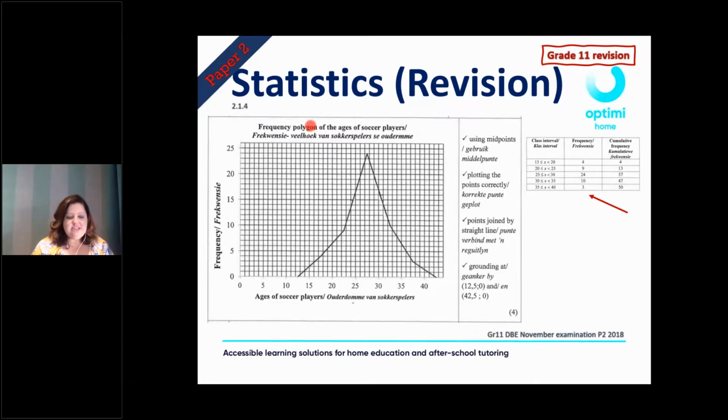Okay, so we talked about an ogive, and what does it mean? Remember, it's frequency plus frequency plus frequency. We talked about a frequency polygon, where you will not work with cumulative frequency. You will work with your normal frequency. And with a frequency polygon, you need to work with the midpoint of your class intervals.